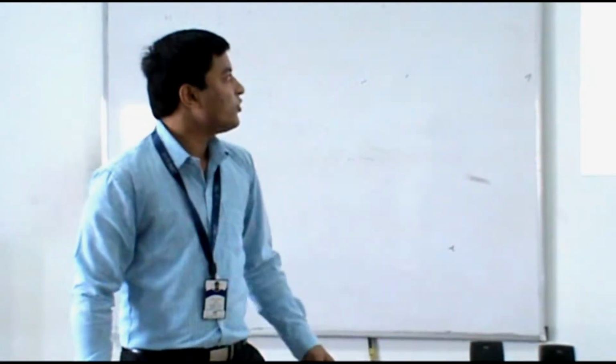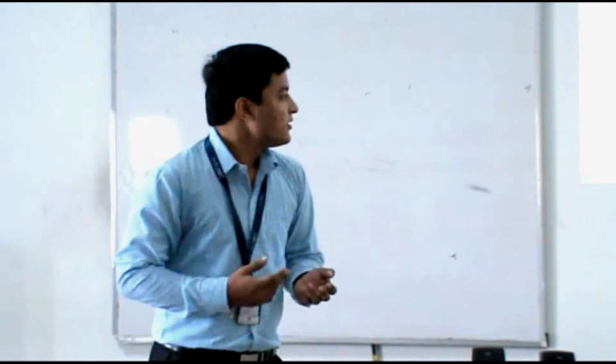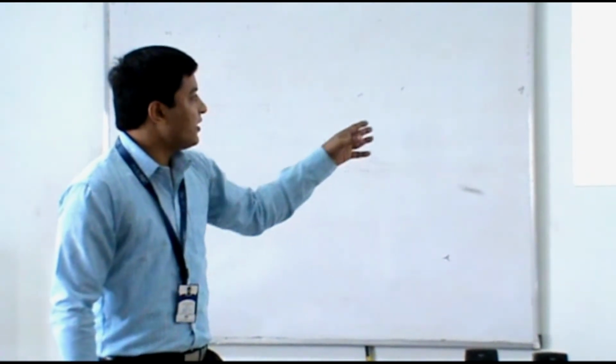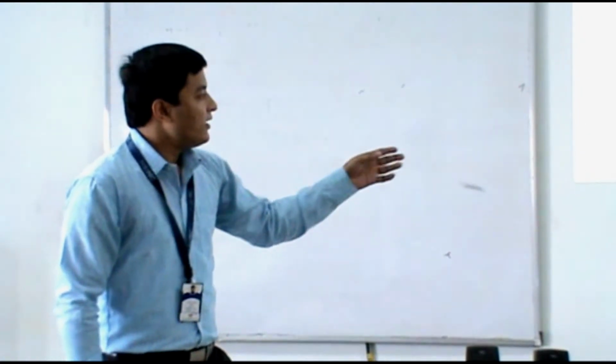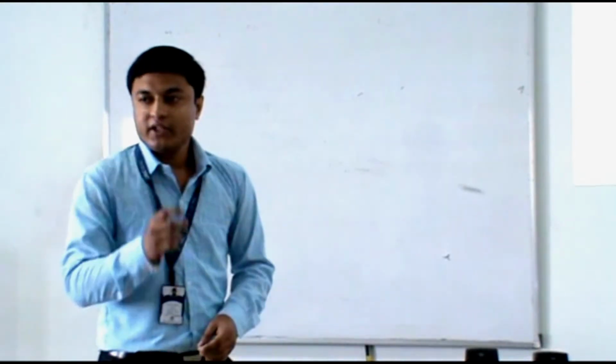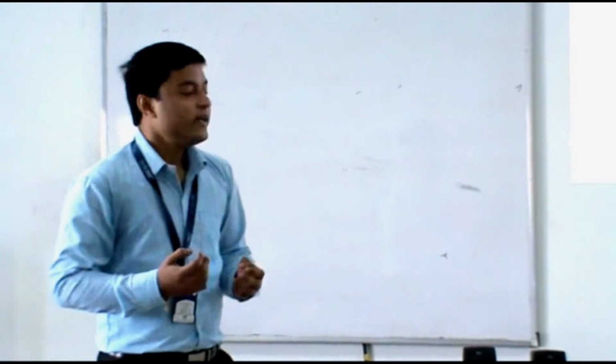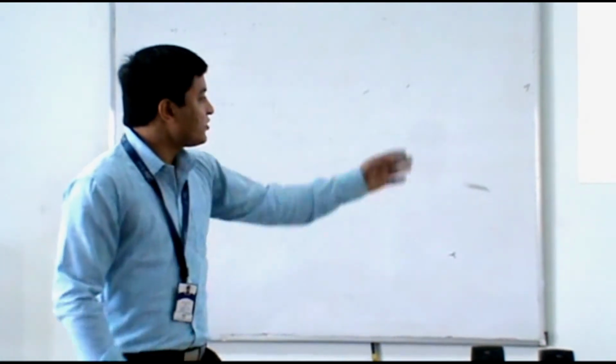Then this is the map. We all now know what a map is. A map displays the location of places, and it's a blueprint of the Earth's surface. We see many countries, and these show the map with district boundaries, roads and railways. Then points. In the application, when we touch any particular location, we get a point. And how is it stored? It has X and Y coordinates, and it stores those.